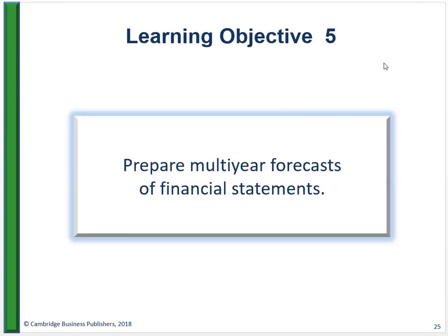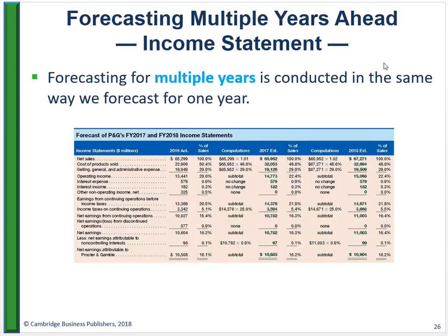Okay, moving on to learning objective number 5 here. Prepare multi-year forecasts of financial statements. And we've already done all the heavy lifting. Once we go through all the numbers and prepare that first year, that next year, well, then the second year, the third year, the fourth year out, they just become the next iteration and the next iteration of what we've already done.